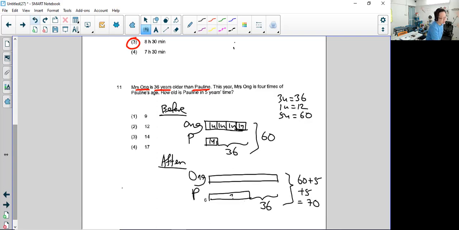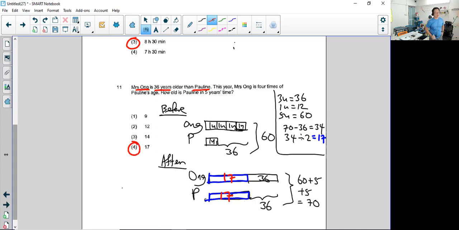Then you take 70 and you minus 36 and then divide by 2. So you take 70 minus 36 and you will get 34. And then you divide 34 by 2 because there are 2 boxes below, 2 boxes that look the same over here. You will get 17. So this is 17, and here also 17. So how old is Pauline in 5 years' time? Your answer will be 17 years.